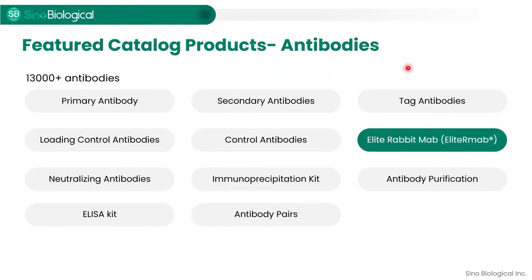Another big category of our products are the antibodies. According to different application roles, we can provide primary antibodies, secondary antibodies, tagged antibodies, and many other types of antibodies. In the next slide, I will elaborate on the star of our antibody products, rabbit monoclonal antibodies.